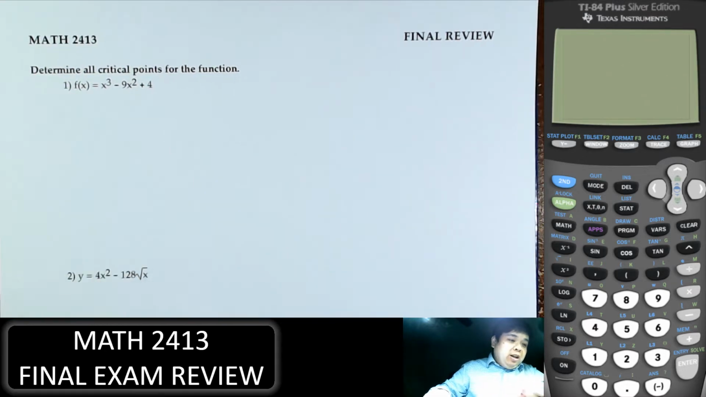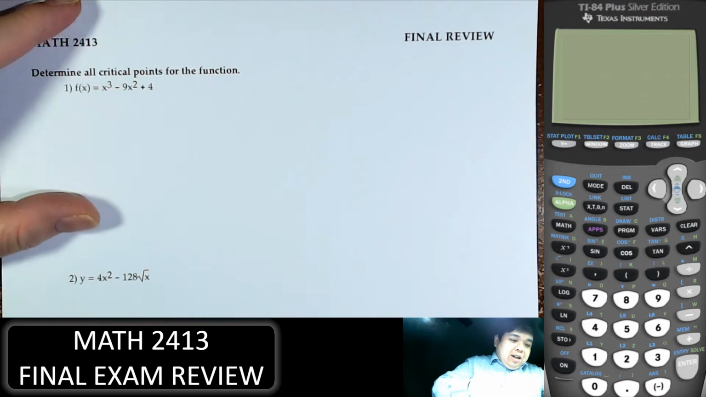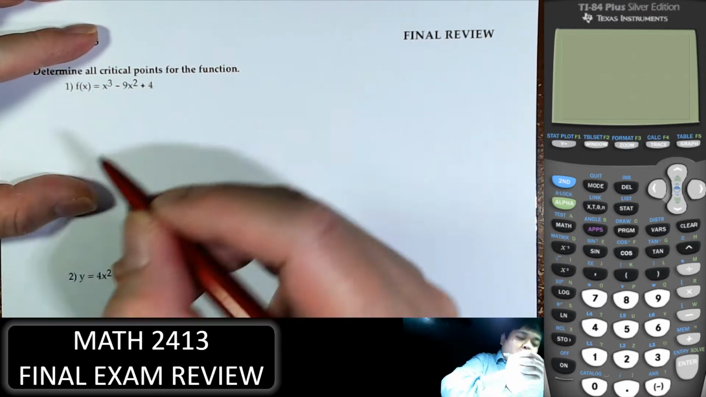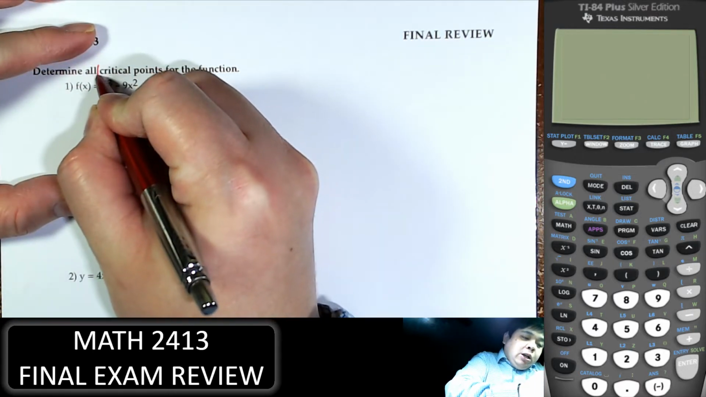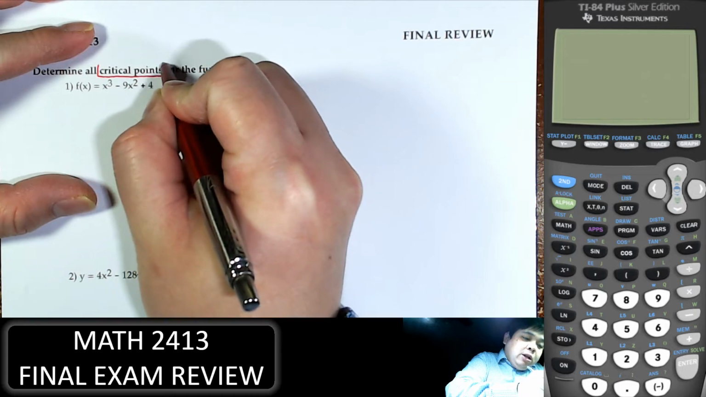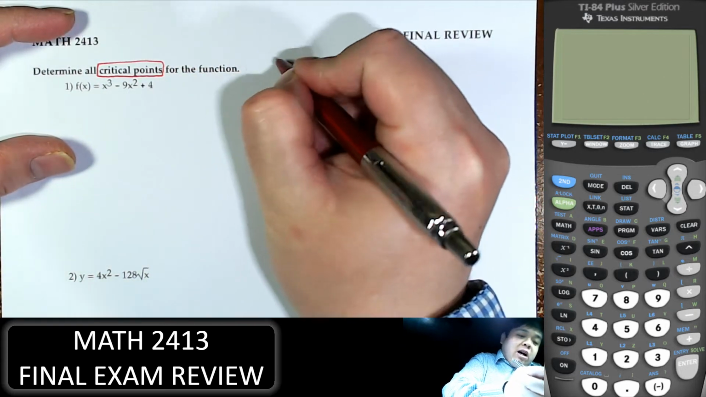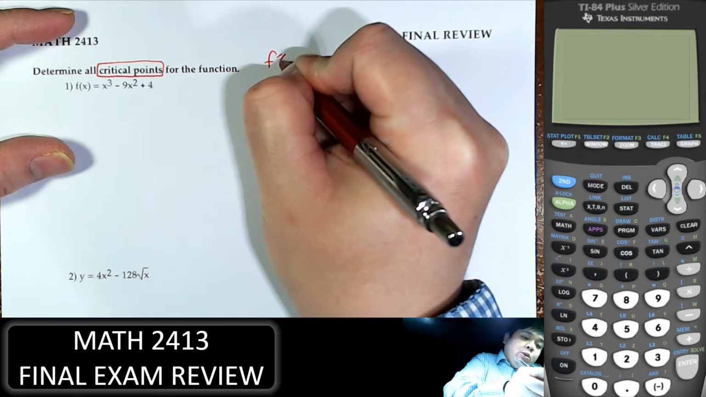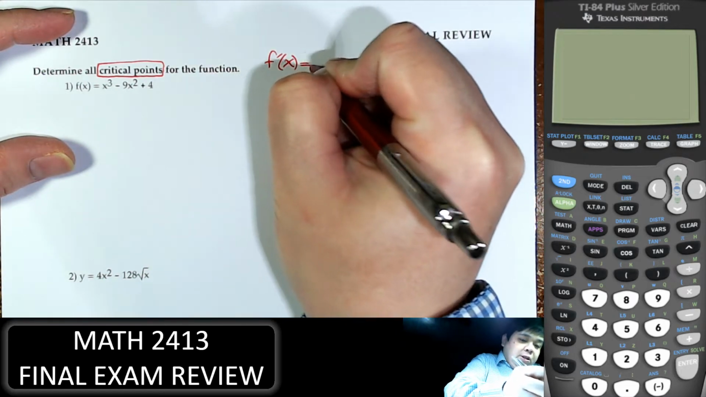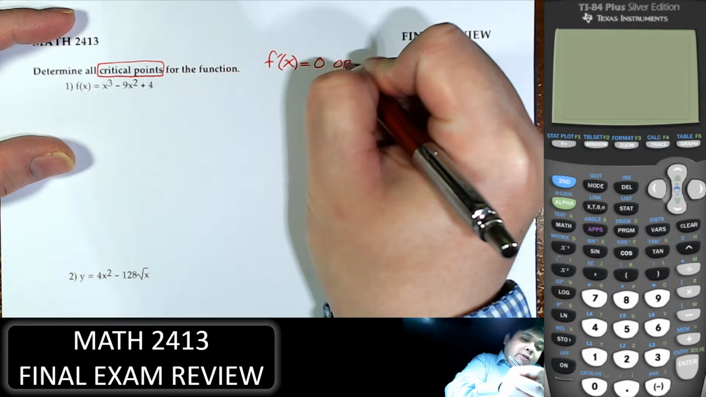Question 1. Determine all the critical points for the function. So to find critical points of a function, we need to find the derivative, and after that we let the derivative equal to 0 or the derivative does not exist.